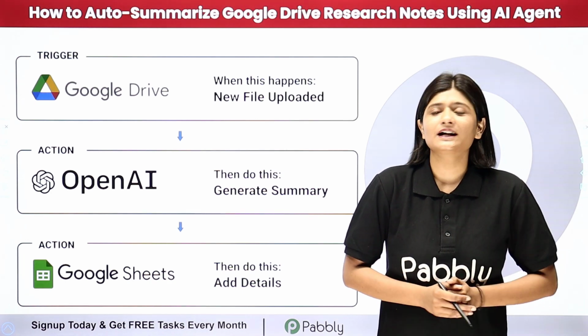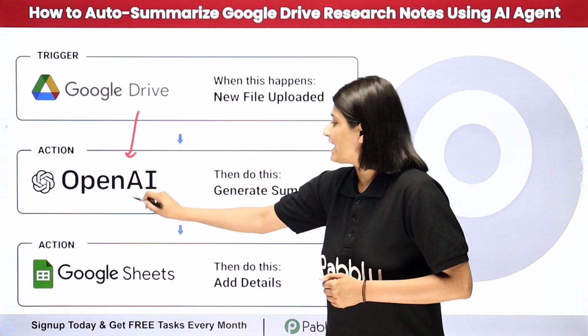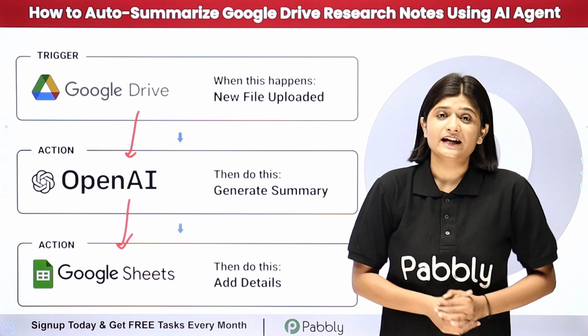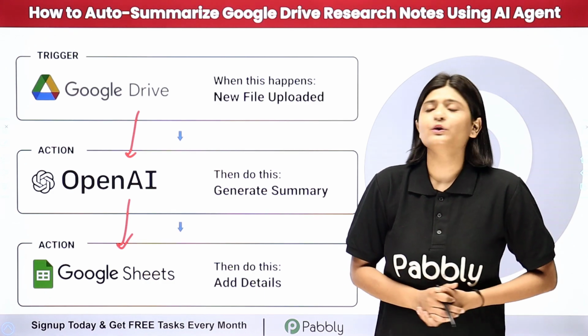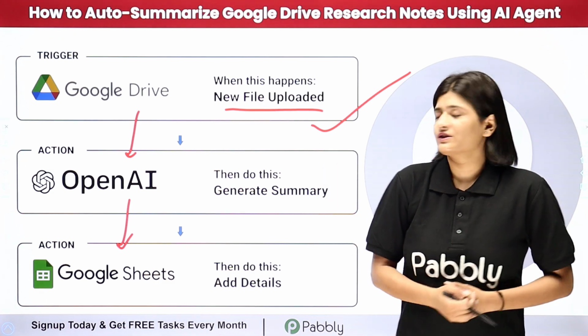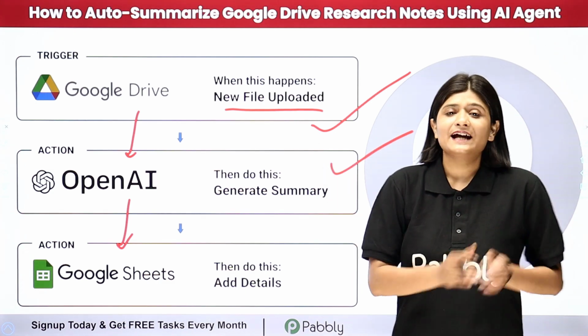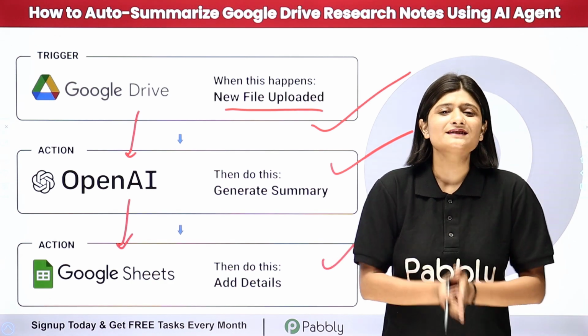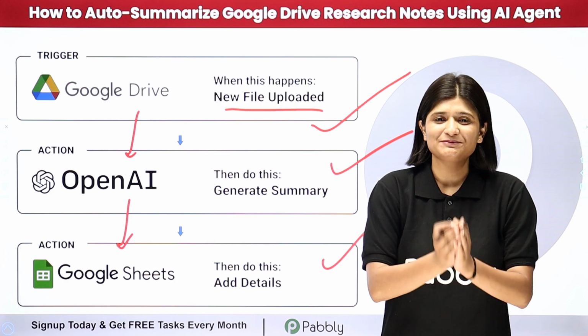Here I just need to build connection between Google Drive, OpenAI and Google Sheets. With the help of Pabbly Connect, I am going to build this connection in such a way that whenever I upload a new file in my Google Drive, the summary will be automatically generated with the help of OpenAI, and then it will be automatically added in my Google Sheets spreadsheet. Now if you want to learn this amazing automation step by step, then let me take you all to my screen.